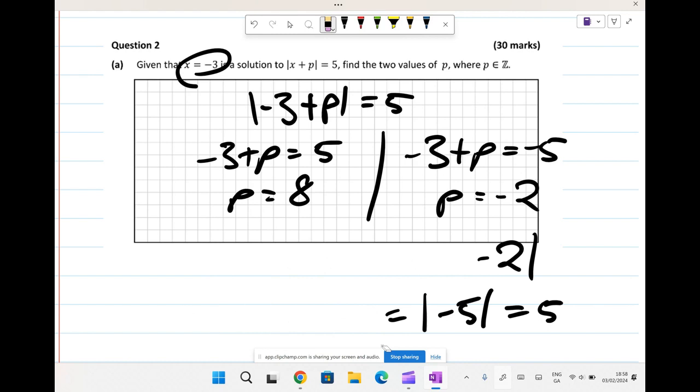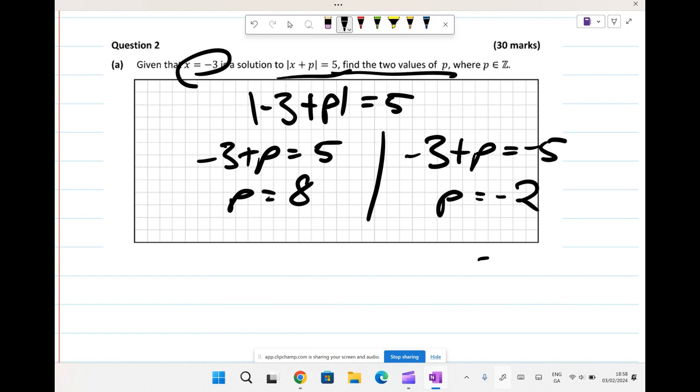And that is the whole question done. We found two values for p such that this is true given that x equals 3 is a solution. And we can keep both of them because p is an integer, so it's a positive or negative whole number. These are both whole numbers, one positive and one negative, so we can keep both of them. And that's the whole question done.